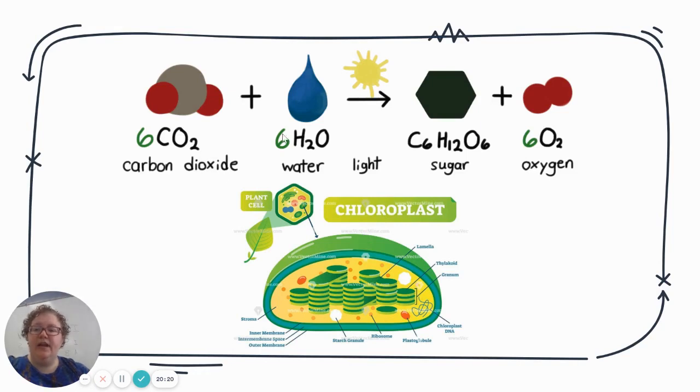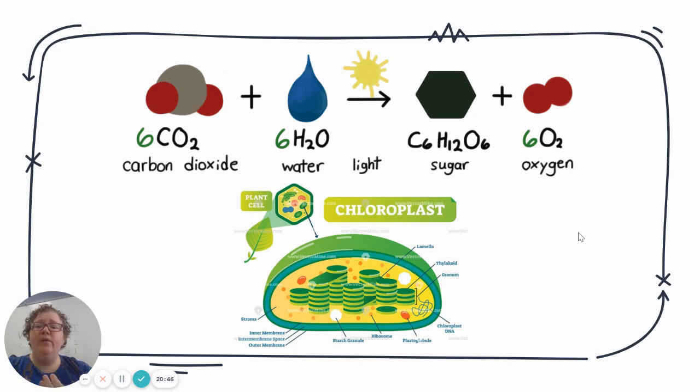So here's a picture of that equation. You can see we have carbon dioxide plus water. This arrow means a change is happening, some sort of reaction is happening. And because the sun is above it, that means it's happening in the presence of light. So when these two things are in a chloroplast with light, then photosynthesis can produce sugar, which is glucose, and oxygen.